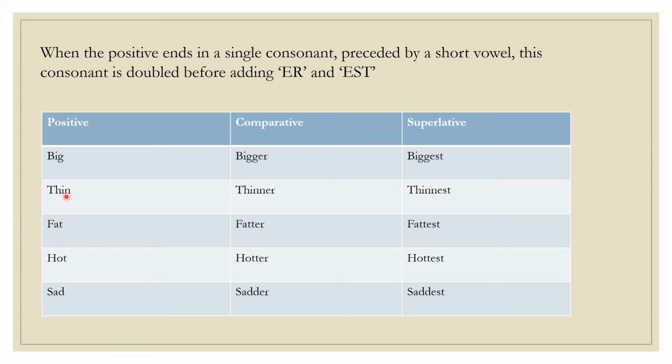Another example: thin, thinner, thinnest. Fat, fatter, fattest. Hot, hotter, hottest. Sad, sadder, saddest. So when the positive ends in a single consonant preceded by a short vowel, the consonant has to be doubled before adding ER and EST.